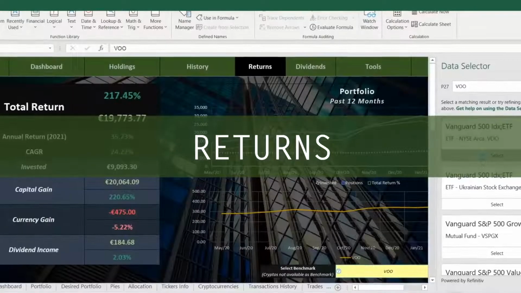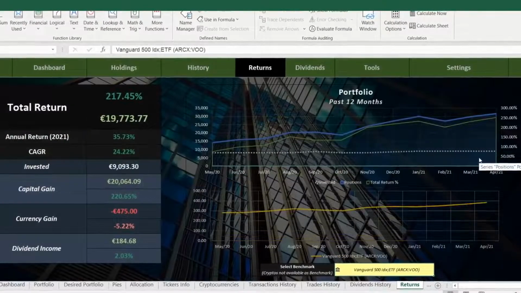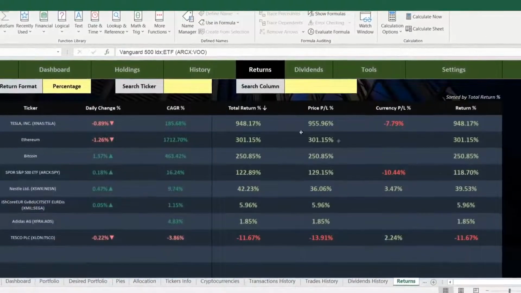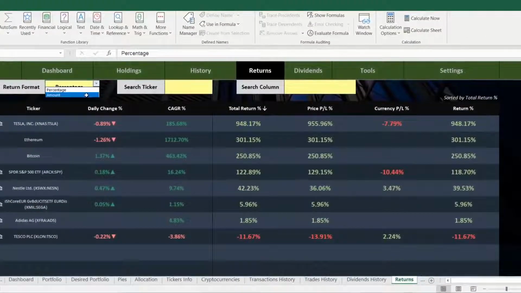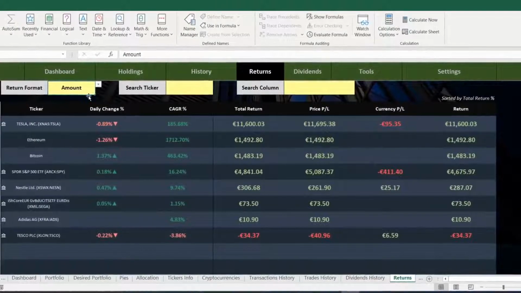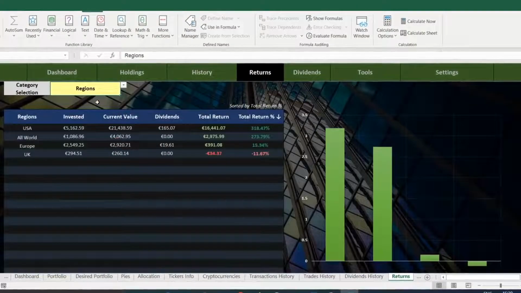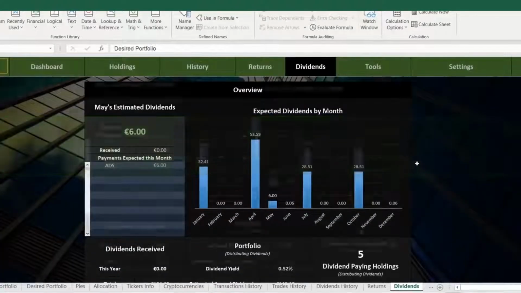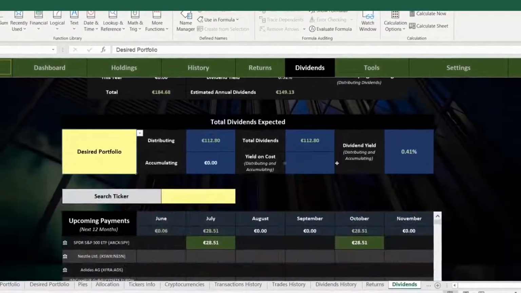Returns. See how your portfolio performs with detailed return analysis of each investment and different categories, and compare your portfolio over a selected benchmark. Dividends. All the information you will ever need as a dividend investor.